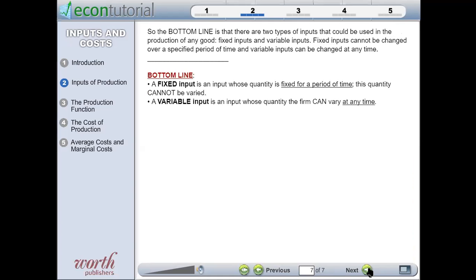Okay, so what is the bottom line here? The bottom line is a fixed input is an input whose quantity is fixed for a time period. So in the short run you cannot change it, that cannot be varied in the shorter run. But after that time period you can go into expansion and that can be changed. As well as there is a variable input, and the variable input is an input that can be changed at any point of time. You can add extra units of it, and you can deduct units of it from the process of production if you want.